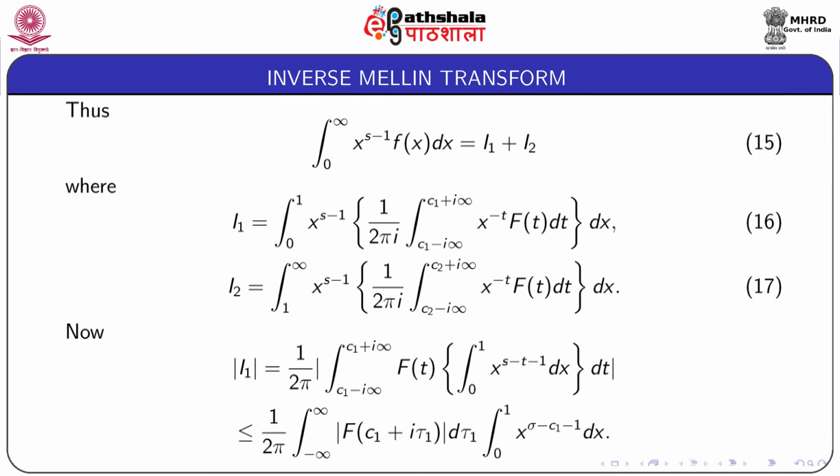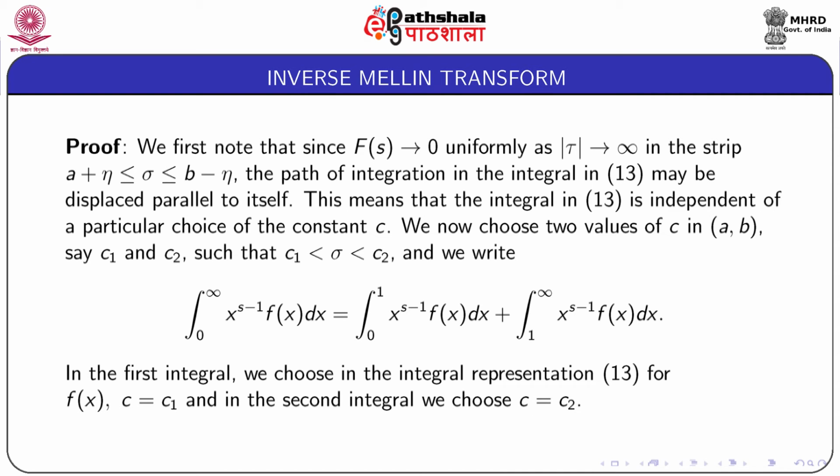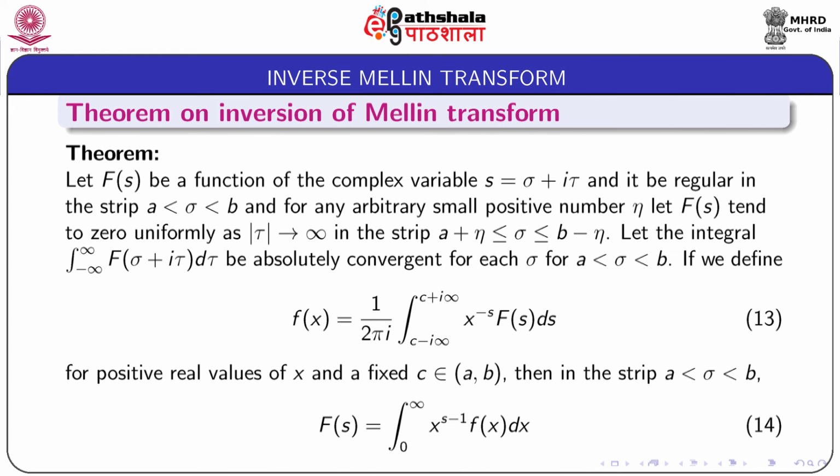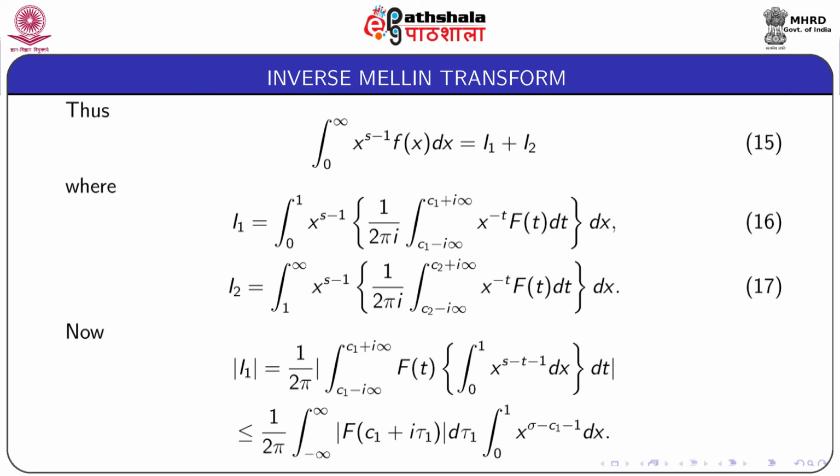where I1 is the integral from 0 to 1 x to the power s minus 1 into 1 by 2 pi i integral c1 minus i infinity to c1 plus i infinity x to the power minus t capital F(t) dt dx as given in equation 13. That means, we have taken I1 as this integral, and here we have substituted f(x) from equation 13 with c equal to c1, and I2 is the integral from 1 to infinity x to the power s minus 1 into 1 by 2 pi i integral from c2 minus i infinity to c2 plus i infinity x to the power minus t capital F(t) dt dx as given in equation 17.